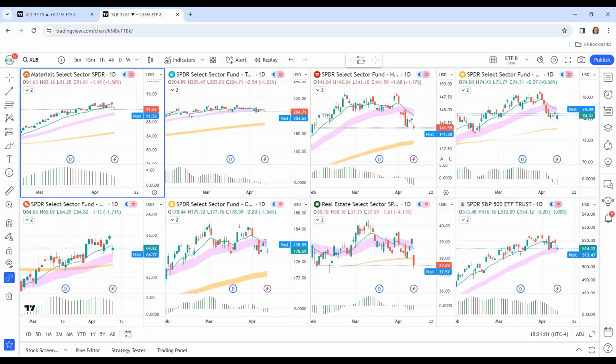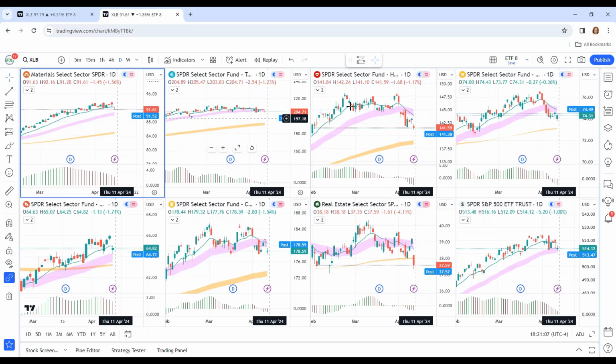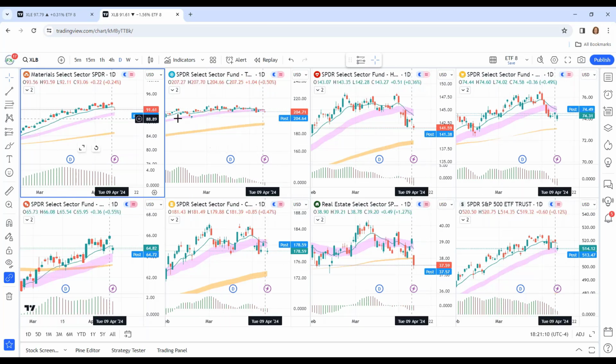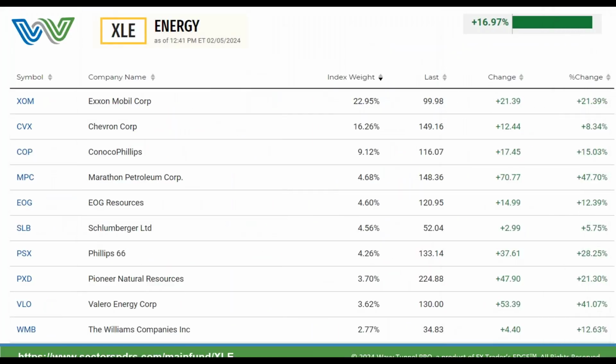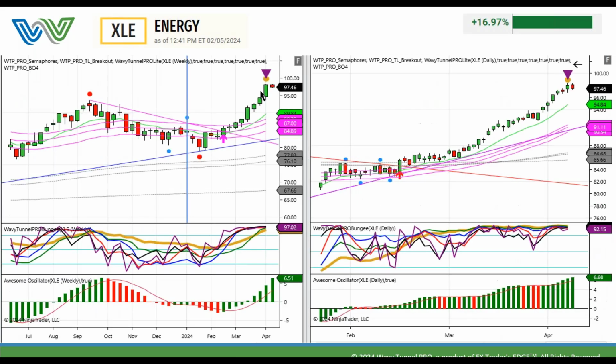So I just wanted to show you that to give you some kind of impression of how we can look at the markets using the basic Elliott wave setup, the wave in the tunnel, to make a call as to where we think we are going. So back to energy. Now I'm taking you to NinjaTrader. So we saw XLE energy. This is the weekly and this is the daily.